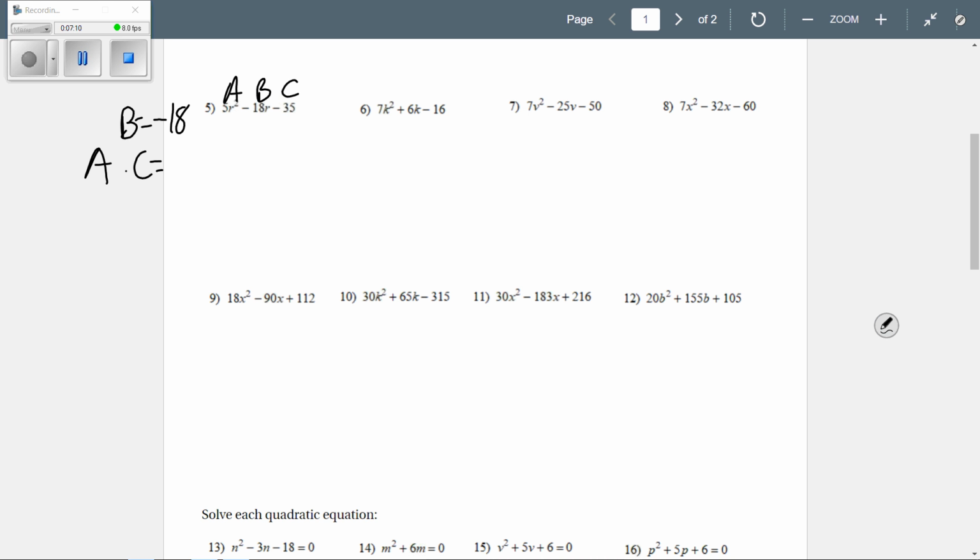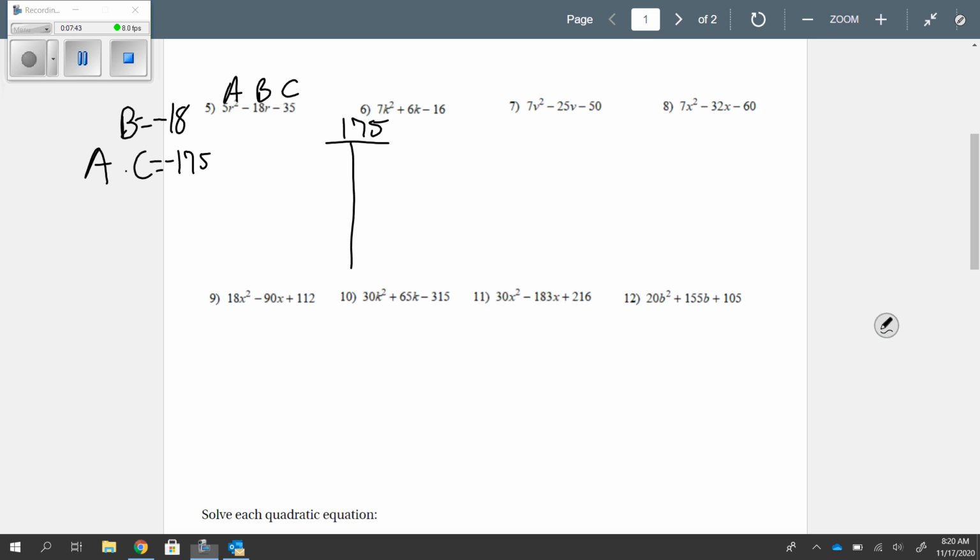This time you might have to use a calculator. 5 times 35 is 175. Don't forget it's a negative 175. So we need to find multiples of 175 that add up to negative 18. You're going to use your calculator. I'm going to pause the video until I figure it out real quick so I don't waste your time. After checking, I came up with 7 times 25 is 175.